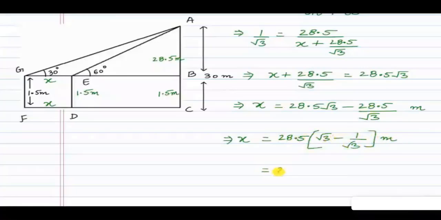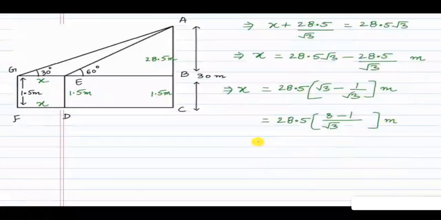This will be equal to 28.5. Keeping it out, inside the bracket we will take root 3 as our LCM. So this will become root 3 into root 3 is 3 minus 1 meters. So from here, our x will be equal to 28.5 into 3 minus 1 is 2 by root 3 meters.